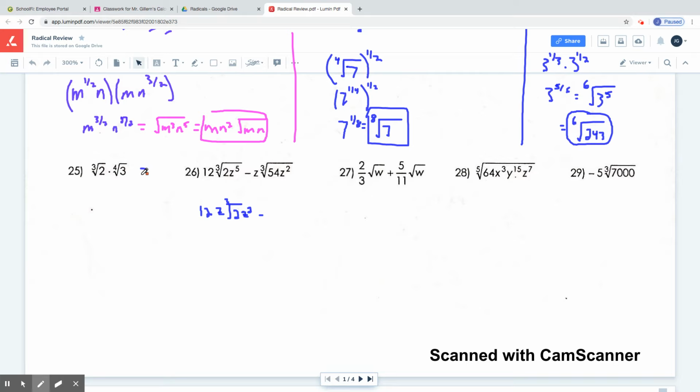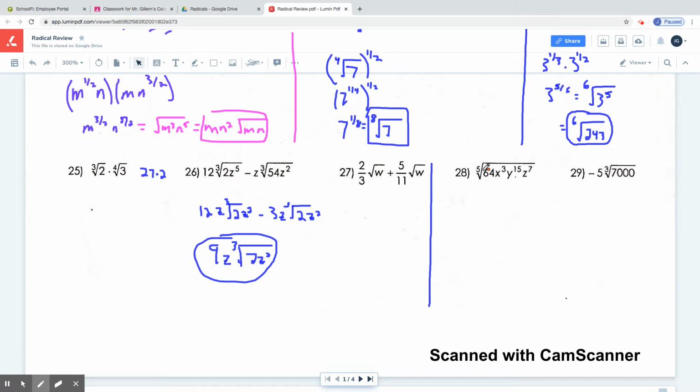54 is 27 times 2. 27 is a perfect cube, so it means a 3 could come on the outside. There's already a z out there, and I am left with the 2. Then the z squared, I can't take that, so I have z squared. So now I have 2z squared, 2z squared. I can now combine them. 12z minus 3z is 9z, cube root of 2z squared. And there's your answer.